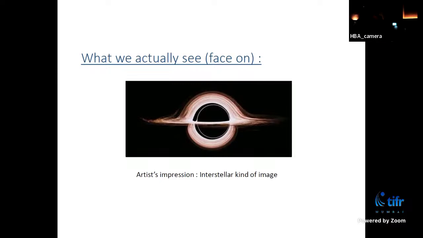So we are looking at the black hole at a particular angle. This is the plane of the disk. We are looking at it face on. That's why it is almost like a line.